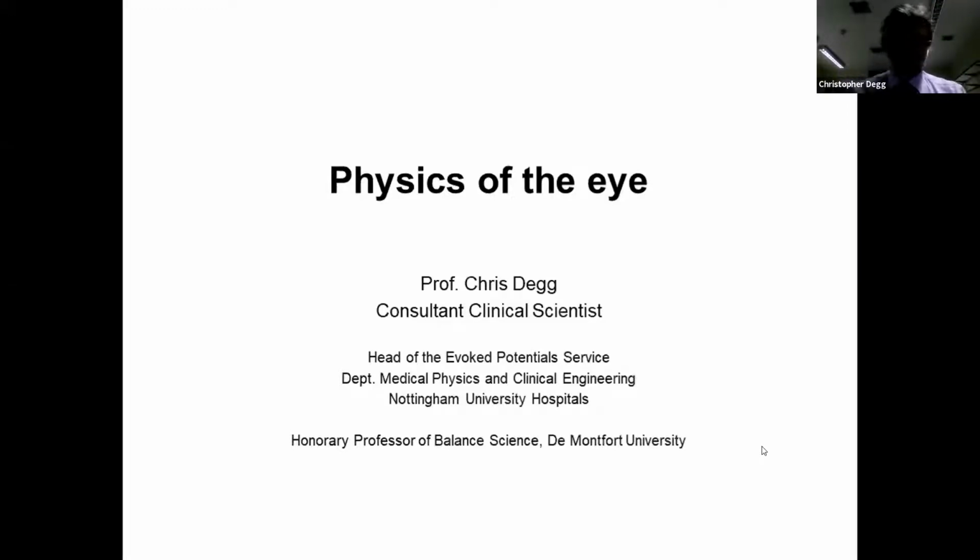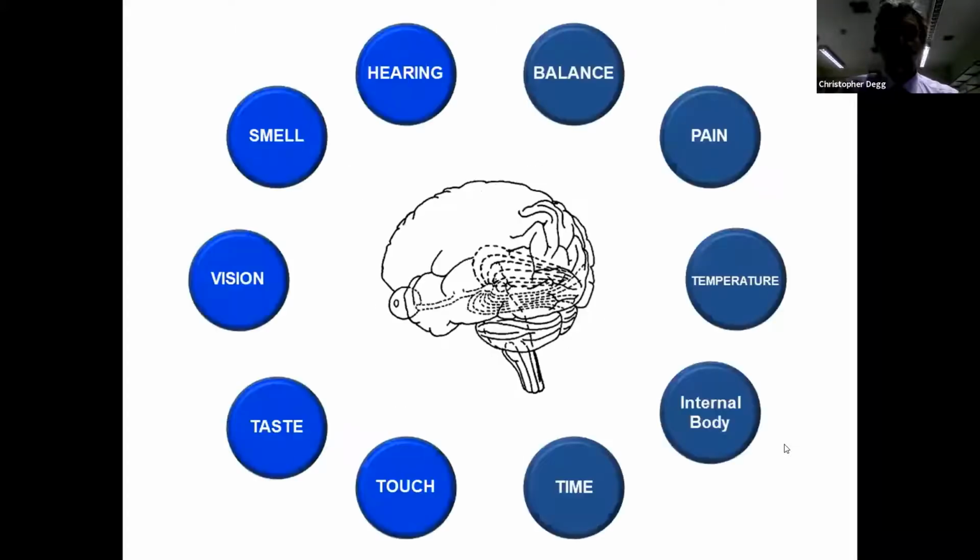So for the next two lectures, we're going to be looking at the physics of sensory systems. So we're going to be looking at vision and hearing. With any physiological measurements, the starting point is to understand the anatomy and the physiology, which is then key to interpreting any data that you collect.